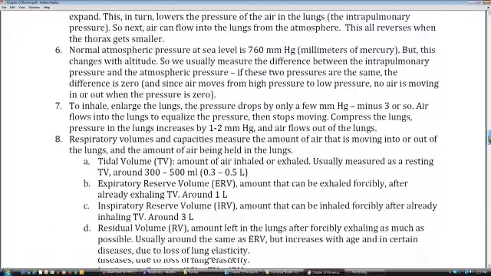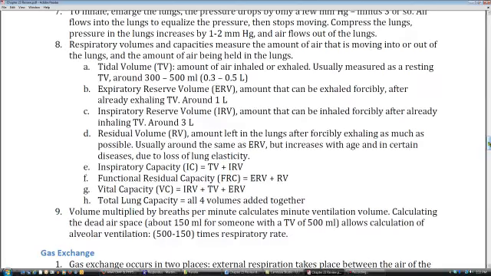When you measure respiratory volumes and capacities, you're measuring how much air the lung either can move or the amount of air that's being held in the lungs. You need to know the normal ranges for these. You need to know the abbreviations. You need to know the terms. Tidal volume is the amount of air inhaled or exhaled. We usually measure this as a resting tidal volume. For a small female, it might be around 300 milliliters. For an average size male, around 500 milliliters.